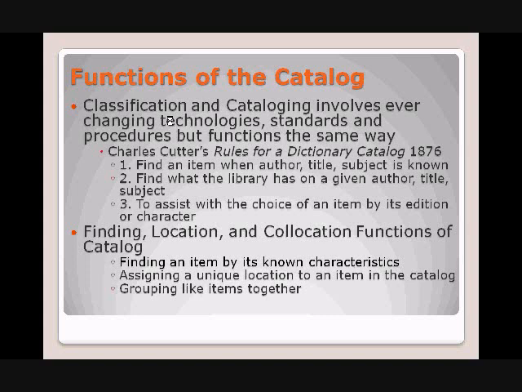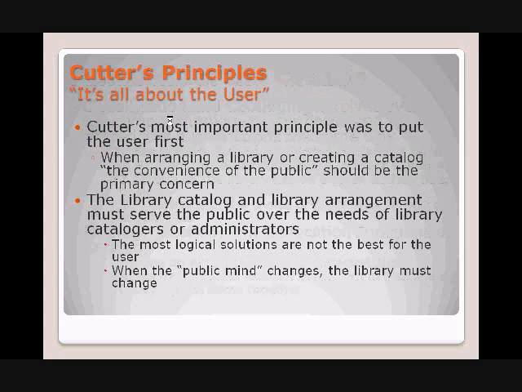And Cutter created these principles because during the early 1900s, the Carnegie libraries were being established in the communities, and it was very important that these libraries really serve the needs of the user. So according to Cutter, it's all about the users. His most important principle was to put the user first. So when arranging a library or creating a catalog, it's really the convenience of the public that should be first and foremost in the librarian's concern.